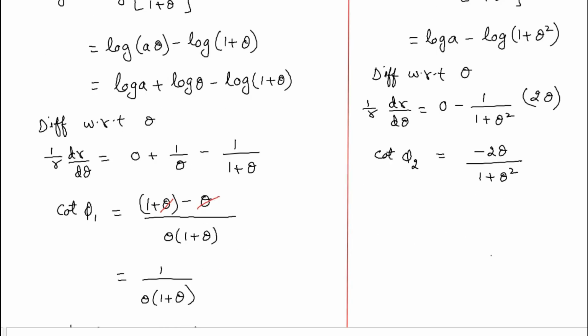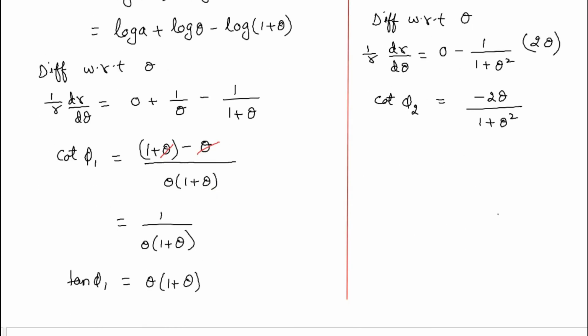Since for the first curve I have expressed in terms of tan, this also I'll try to express in terms of tan. If you take the reciprocal on the left hand side, I'll be getting tan of φ2. Take the reciprocal on the right hand side also, we'll be getting minus of (1+θ²) divided by 2θ. So we got the value of tan φ1 and tan φ2.